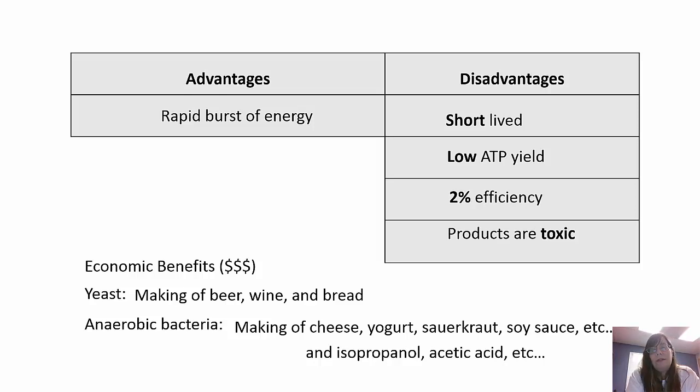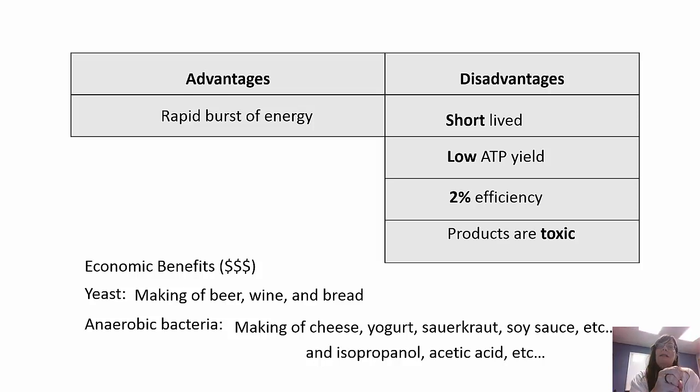So sprinters would use anaerobic respiration to sprint that 100-meter dash, or whatever it's called these days. Long-distance runners need to breathe and use aerobic respiration to make it 1,600 meters, or whatever it is. So it's the difference between a sprinter and a long-distance runner. So sprinter, anaerobic, long-distance runner, aerobic. Sprinters, if they run any great distance without breathing, they're going to get that lactic acid buildup.